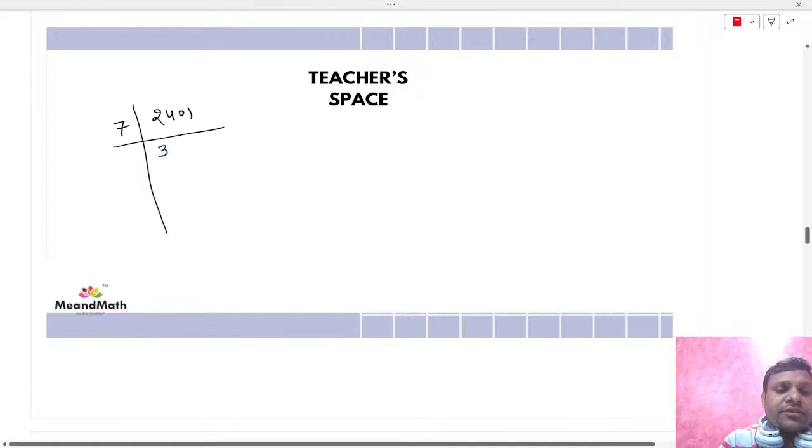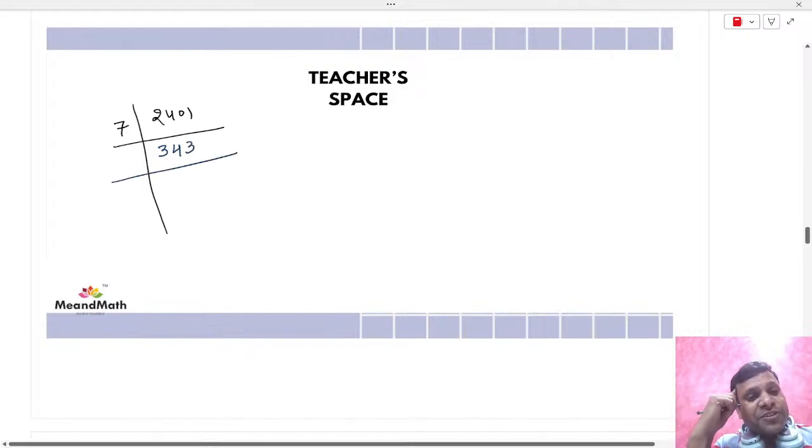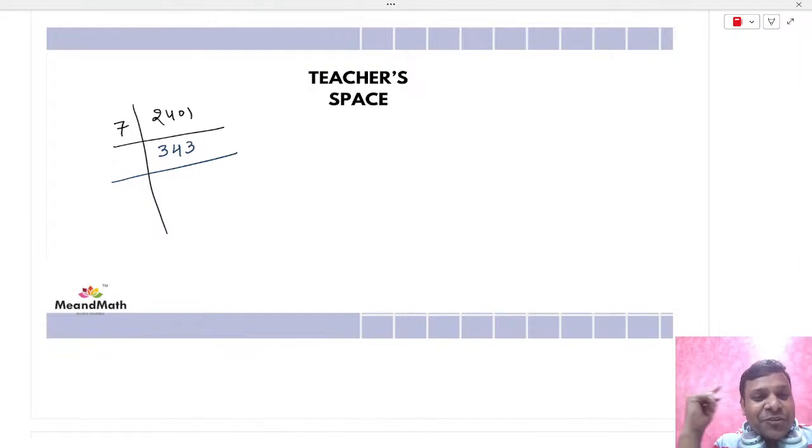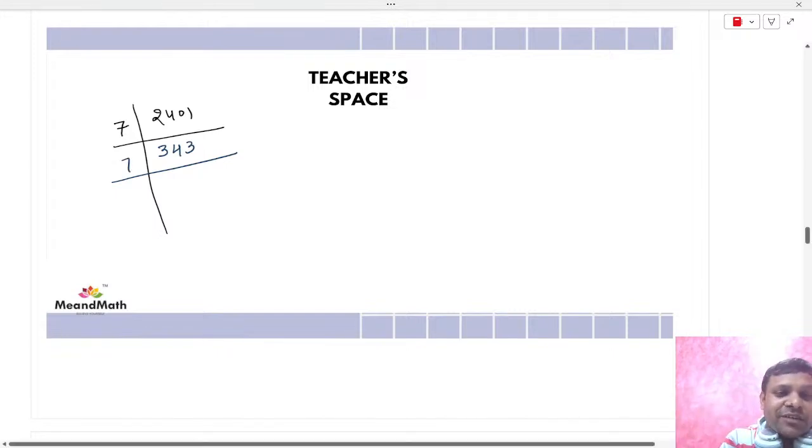7 3s are 21. 7 4s are 28, and 3, 343. So 343, if you remember, is the 7 cube. I told you the same thing in the class that you have to remember cubes till 15. So if you remember that 343 is the 7 cube, just divide by the 7.